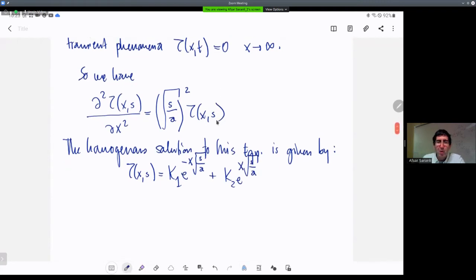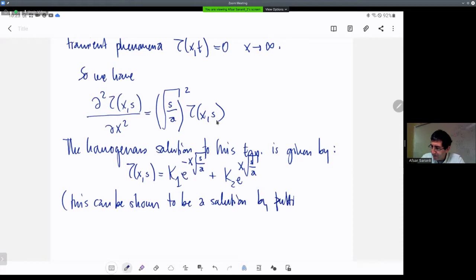Now it's not very easy to propose this solution, but it's very easy to verify that it's a solution. If you put this in the differential equation, you will see that it's going to satisfy the differential equation. Okay? So this can be shown to be a solution by putting it inside the differential equation. Okay.